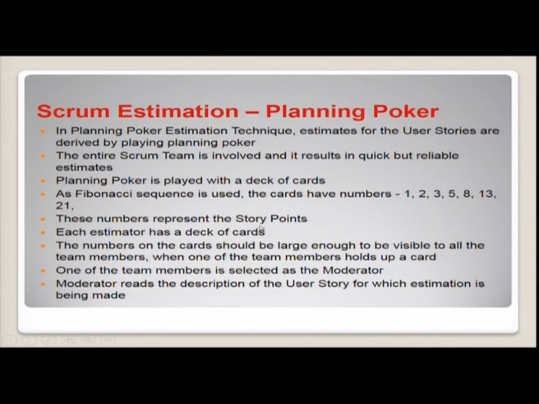So these numbers represent the story points. It gives the weightage, priority. So that is called story points. Each estimator has a deck of cards. The numbers on the cards should be large enough to be visible to all the team members. One of the team members is selected as a moderator. The moderator reads the description of the user story for which estimation is being made. Then if the estimators have any questions, the product owner, who is the customer representative, answers them.